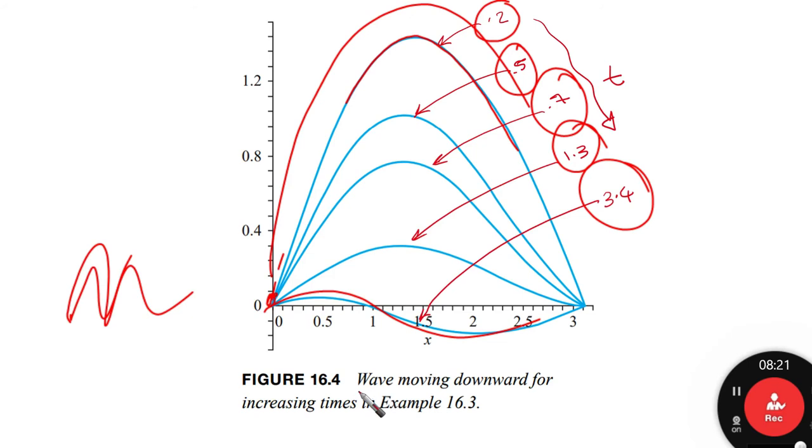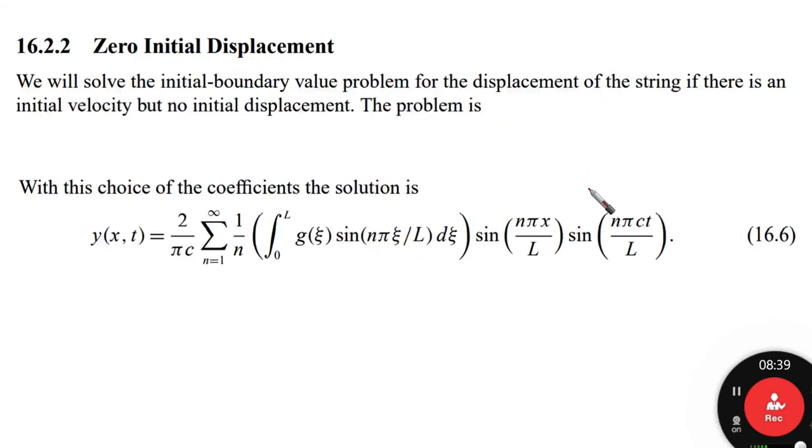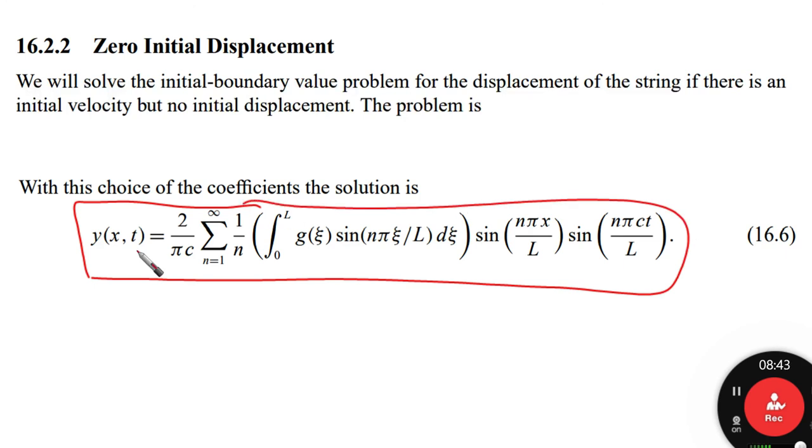We call it a wave moving downward for increasing times. This is as we said in describing the wave from 0.2, 0.5, 0.7 and so on. So I hope we can understand it easily, because it is really very easy to apply the zero initial displacement. Thank you, and see you in the next video.